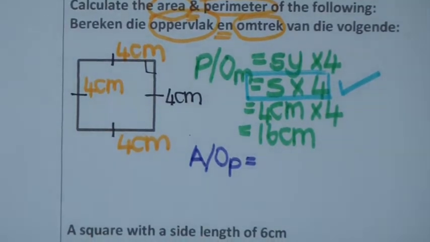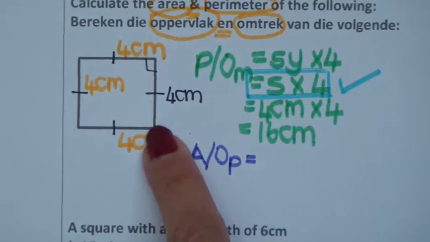Area, we think of timesing. So with area you think the one times the other.